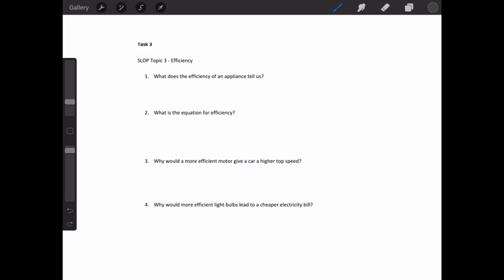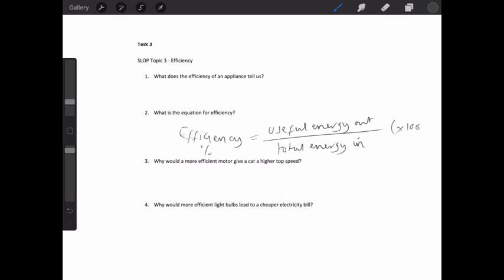The equation for efficiency, now that is something you have to be able to recall so that you can use it in exam conditions. So efficiency is equal to the useful energy that you get out divided by the total energy that you're putting in. And if you want to put it in a percentage, then you times it by 100. That's something you're going to need to be able to recall, to remember that equation so that you can use it.